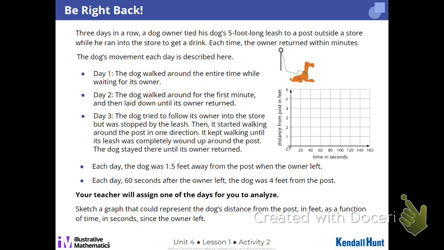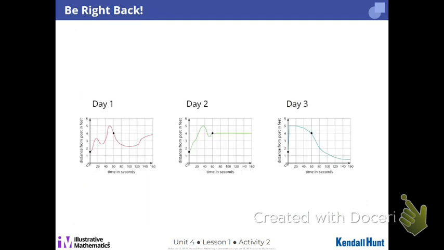I am going to give different groups different days to sketch a graph of their situation. It might not match perfectly. So let's talk about day 1. First of all, all 3 of them have non-negotiables. They started at 1.5 feet, and at 60 seconds, they were all at 4 feet. So we all have those same points of reference.